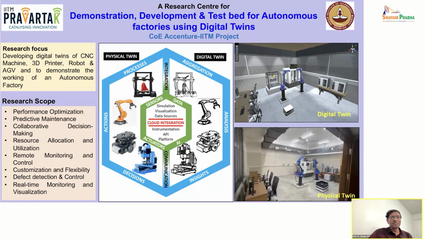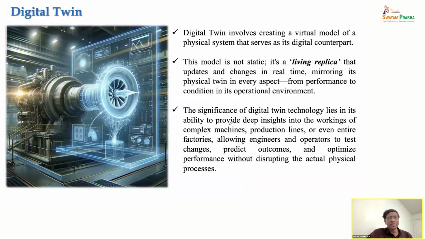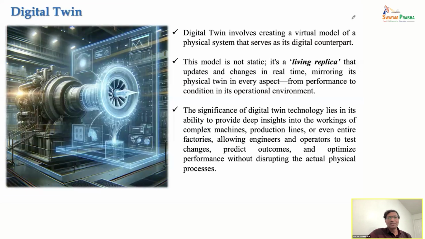Okay, so under this initiative, we have built this autonomous factory. So you see the actual factory here and then the digital factory. So how we have implemented that, those details we are going to give. And before giving that, we want to make sure that you understand what is called the digital twin, because we build this autonomous factory using digital twins. So what are these digital twins?